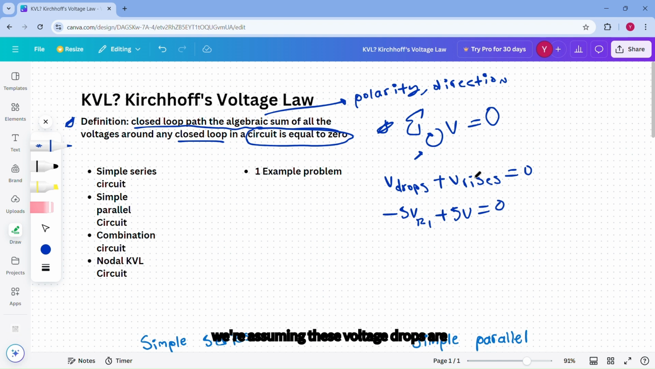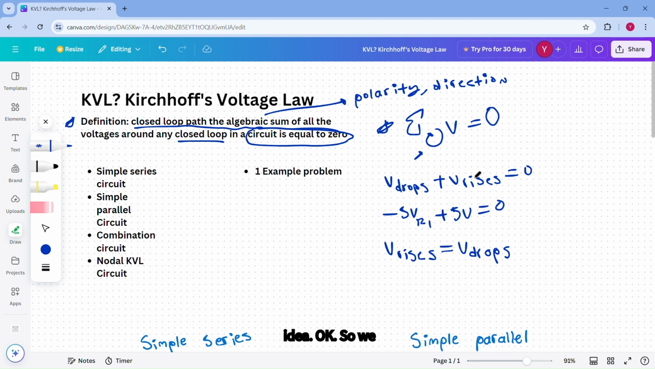Okay, so if we're assuming these voltage drops are negative in a sense, we can also rewrite this equation one more time. That might help a little bit more. So I can say the voltage rises should equal the voltage drops. And hopefully when I go to these examples, we can see how all of these equations play into each other, how they're similar, and how they should all coincide with the same central idea.